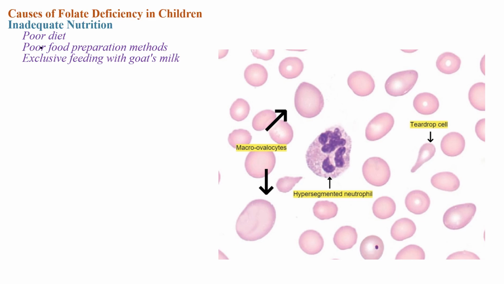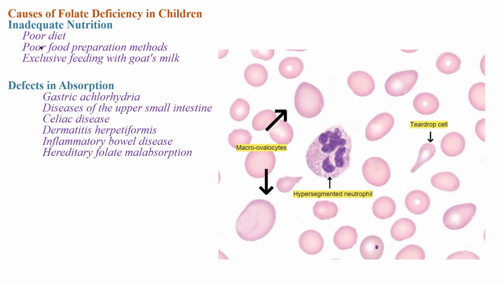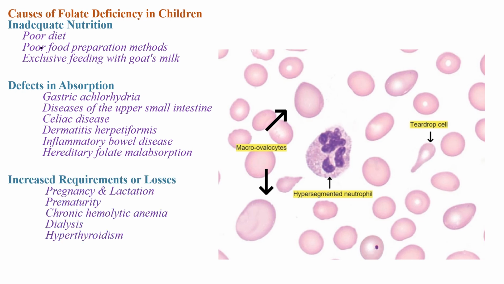When we look at common causes of folate deficiency in children, the first one is inadequate nutrition, which can be from poor diet, poor food preparation method, or exclusive goat milk feeding, which is deficient in folate. The other is defect in absorption. This can be from inflammatory bowel disease, celiac disease of the upper small intestine, or any other issue. Increased requirement or losses might occur during pregnancy and lactation, in premature babies, in chronic hemolytic anemia, in hyperthyroidism, dialysis, and also other disorders such as Noonan syndrome.